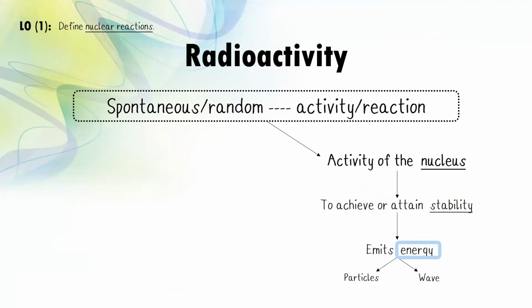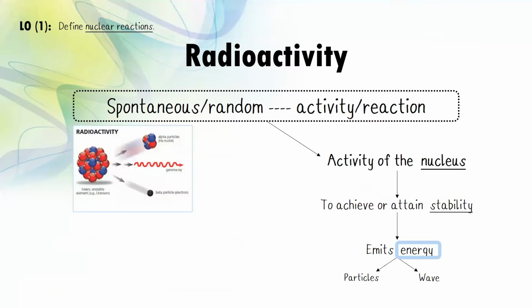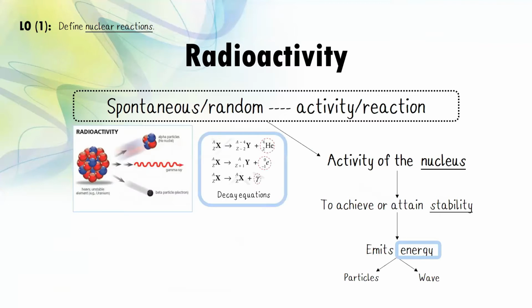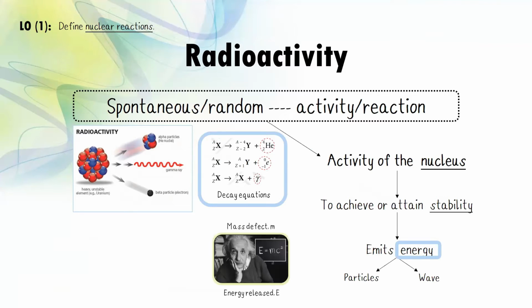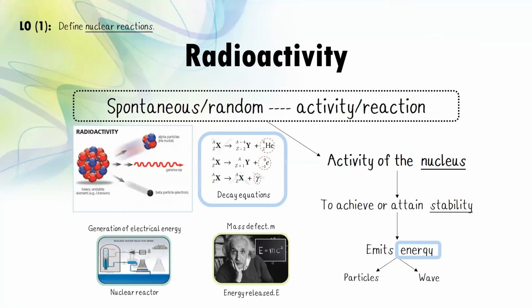So, we will learn that radioactivity will produce three types of emissions where each of it will have their own decay equations. And will have mass defect and release energy. Lastly, the energy is useful in the generation of electrical energy.